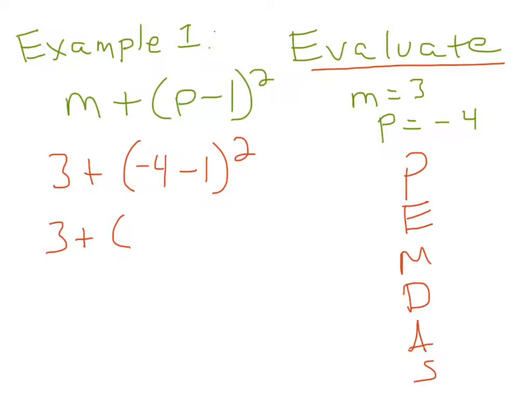If you have a calculator handy, if you need to do that, feel free. Negative 4 minus 1 would be negative 5, and then that is squared. Okay, so we handled the P. The parentheses portion is taken care of.